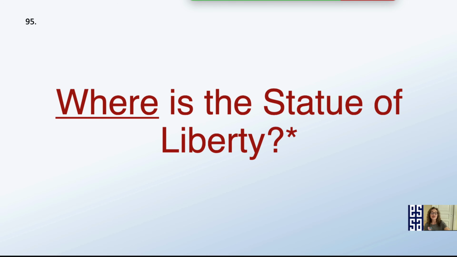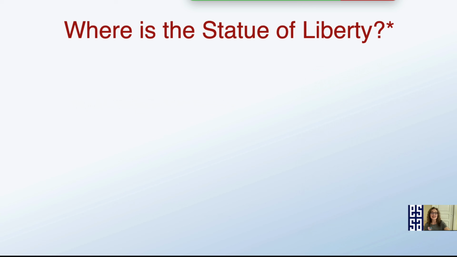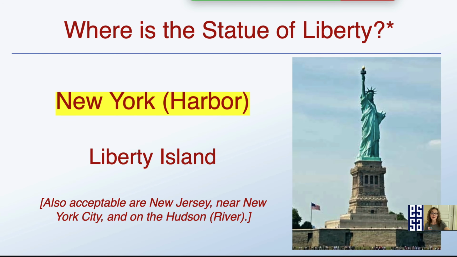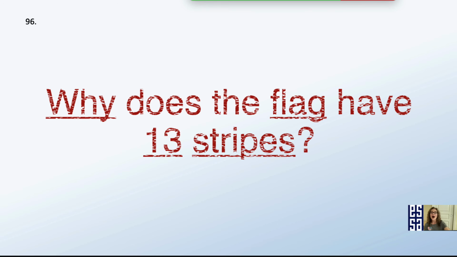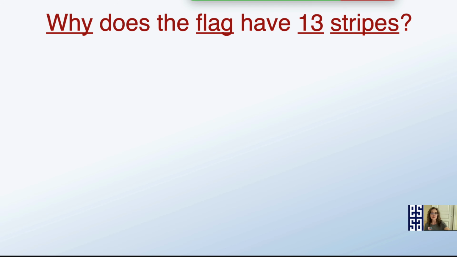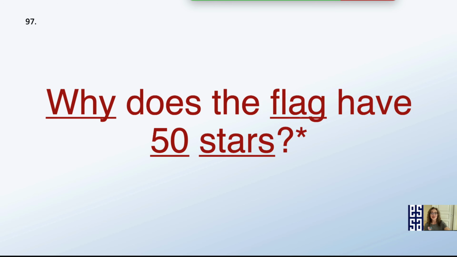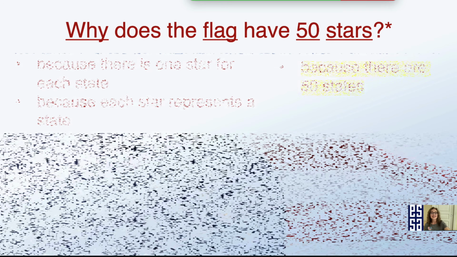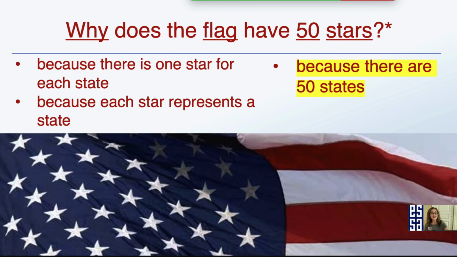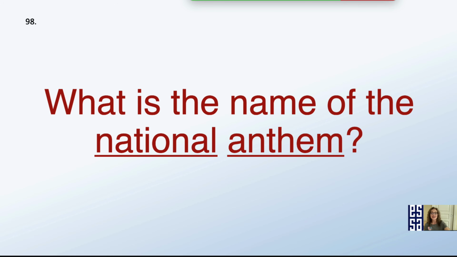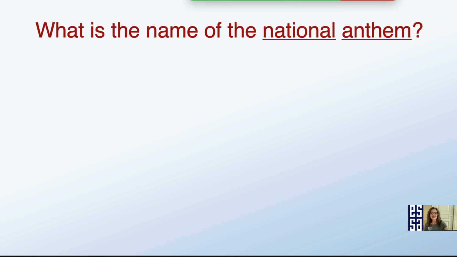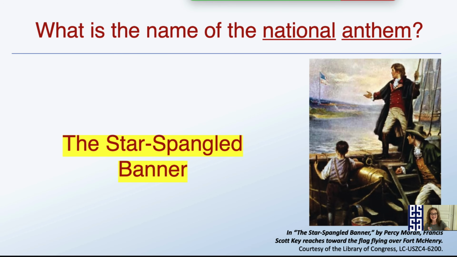Where is the Statue of Liberty? Statue of Liberty is in New York Harbor, or New York. Why does the flag have 13 stripes? Because there were 13 original colonies. And why does the flag have 50 stars? 50 stars because there are 50 states. What is the name of the national anthem? National anthem is the Star-Spangled Banner.